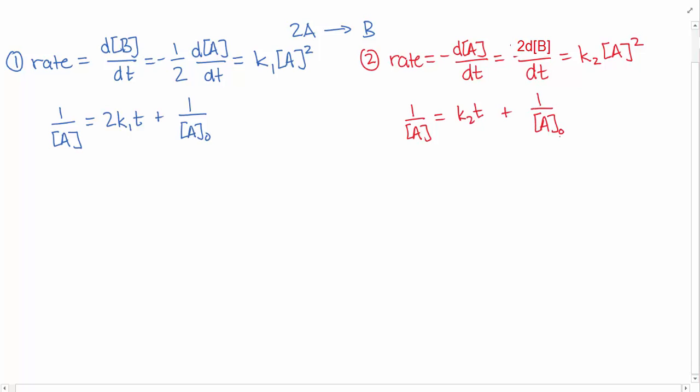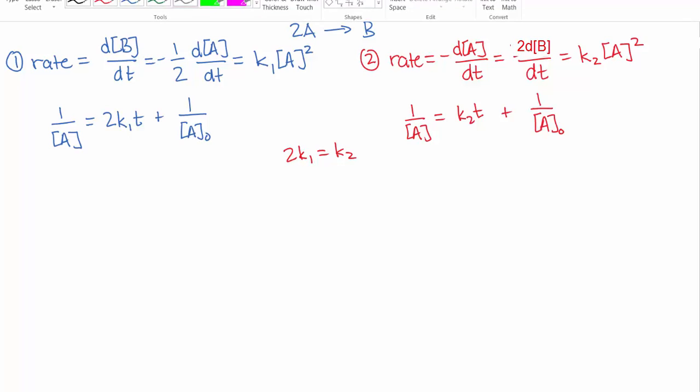By comparing these two different conventions, you can see that what's different is we've defined our rate differently, and so our rate constants are different, but they're very closely related. 2K1 is equal to K2. So you'd get a different rate constant depending on which convention you use.